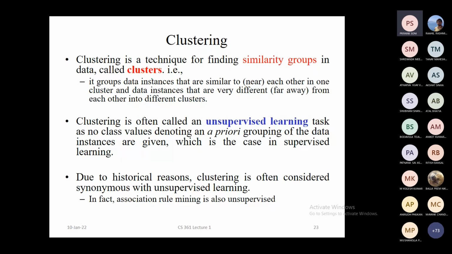So with this background, we just define clustering, one of the very popular unsupervised learning methods. Clustering is a technique for finding similarity groups in the data. What exactly have we shown in the example? It groups the data instances that are similar and near. Similarity here basically means being near to a particular cluster center, near to each other in one cluster, and data instances that are very different are far away, in different clusters.